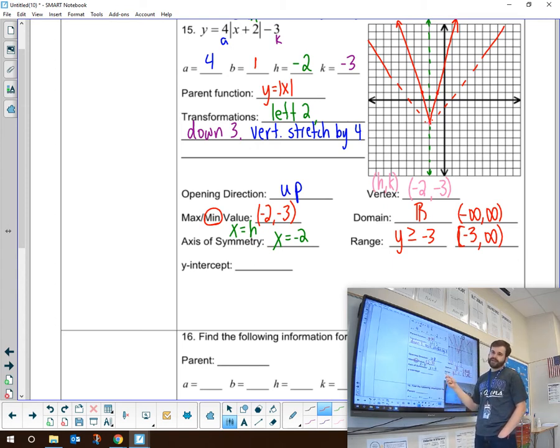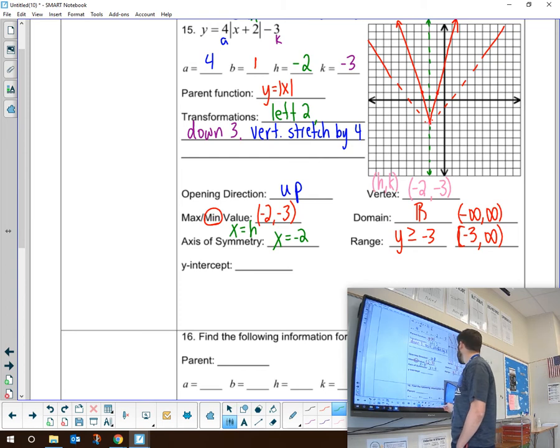And our y-intercept is going to be whenever I take my original equation and plug in 0 for x. We can kind of see where my y-intercept is at, can't we? But we're going to find out for sure where my y-intercept is and make sure that my graph is correct. So I'm going to take 0 and plug it in for my original equation.